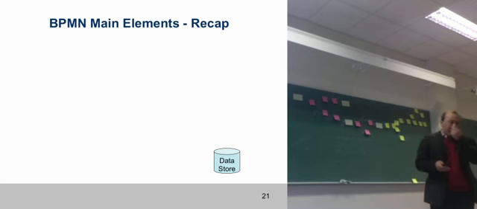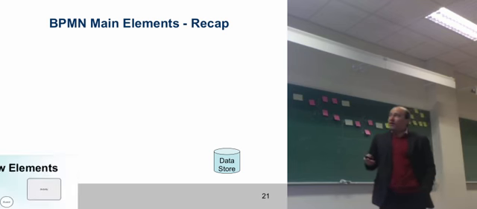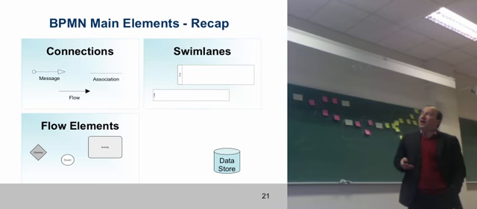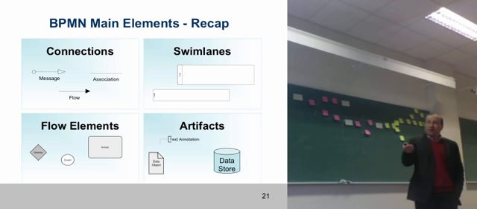So let me do a recap before going to the last topic. In BPMN, we have what we call flow elements that allow us to capture the what and the when perspective: activities, gateways, and events. These three types of elements get connected by a type of connector called a sequence flow.